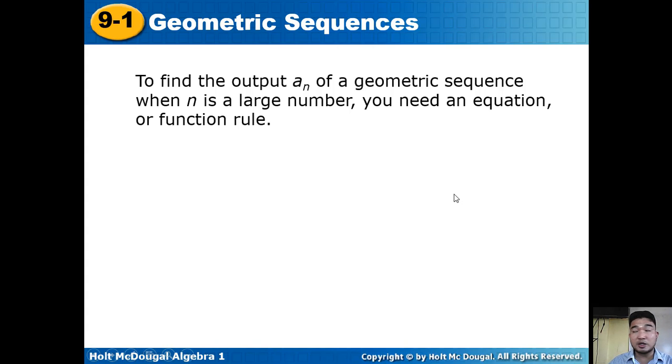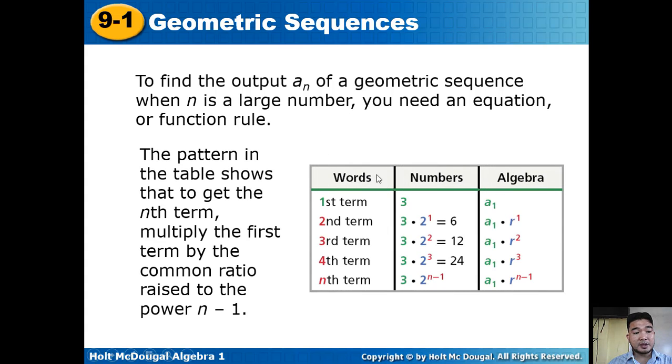To find the output a sub n of a geometric sequence, when n is a large number, you need an equation or function rule. So you already know how to solve for the common ratio of the geometric sequence. You simply divide two consecutive terms and check whether they are common to all. The pattern in the table shows that to get the nth term, multiply the first term by the common ratio raised to the power n minus 1.